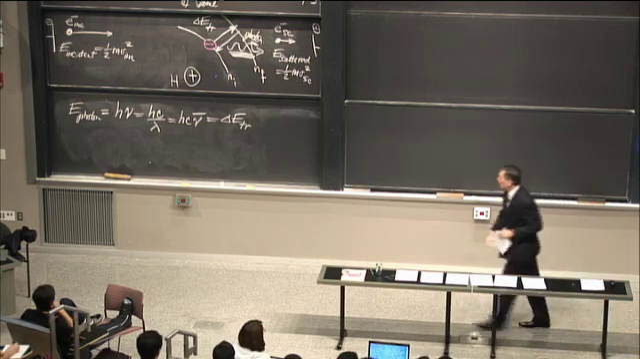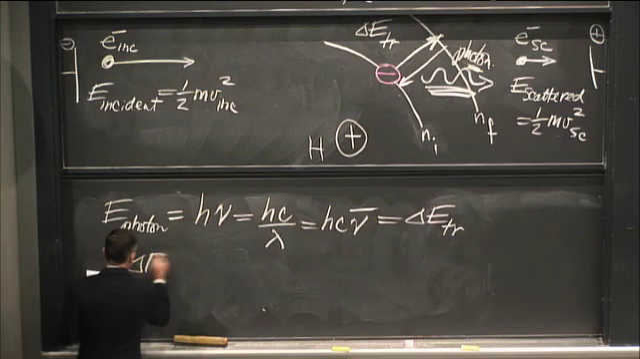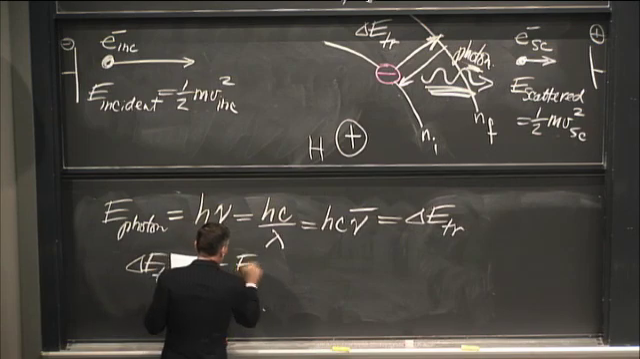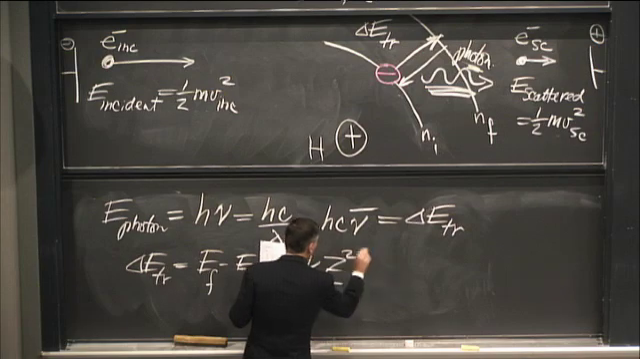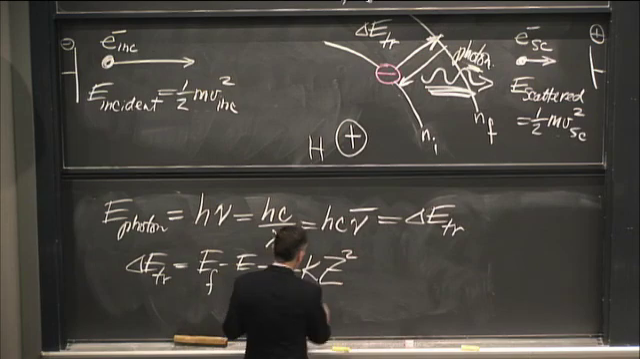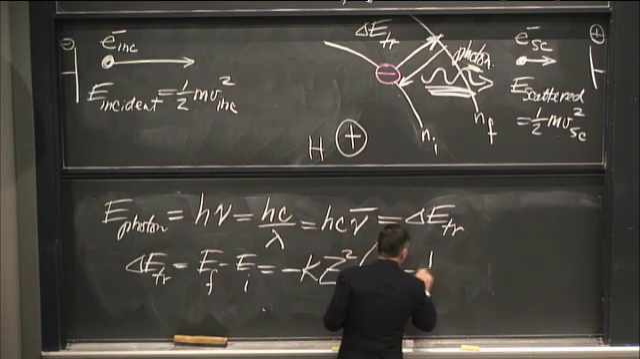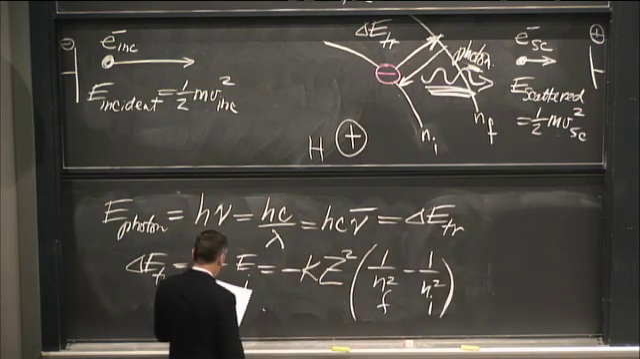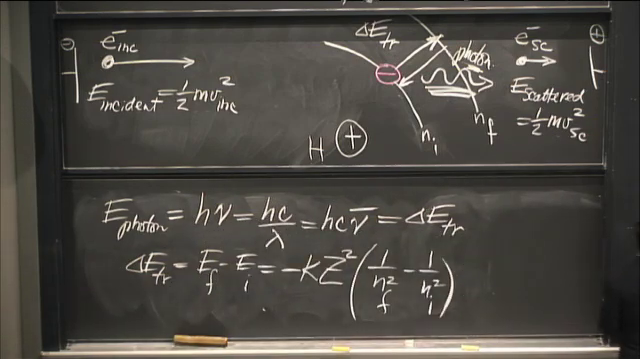We know that the delta E of the transition is given by the Bohr model. Delta E transition will equal E final minus E initial, which will be minus K Z squared. I'm writing this generally. In this case, with atomic hydrogen, Z is 1. But it's minus K times 1 over n final squared minus 1 over n initial squared. And so what we can do then is equate these and roll them around to isolate nu bar.